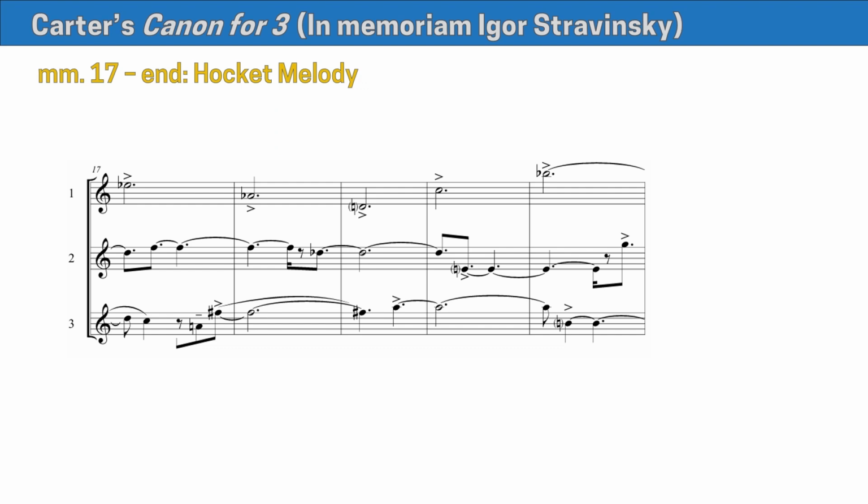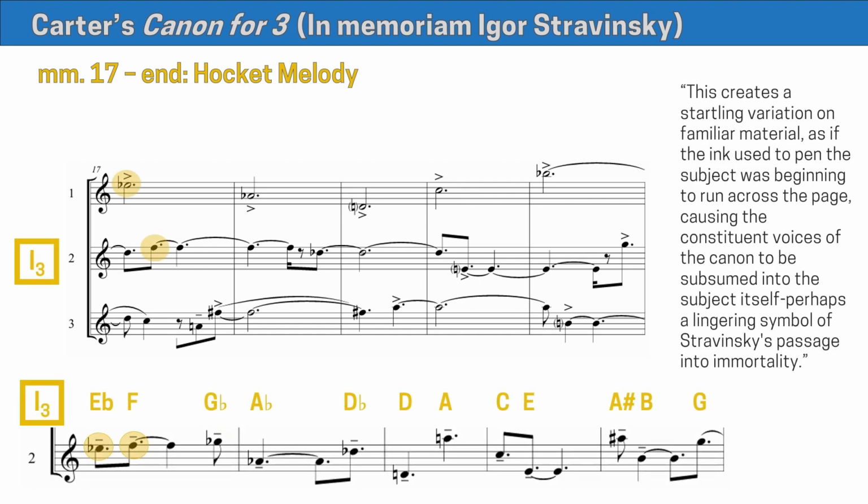Following the establishment of the canon, the final 10 bars of Carter's piece feature a staggered hocketed melody consisting exclusively of long-held tones. As if by magic, the three canonic voices combine to jointly perform a statement of the I3 row. Jeremy Grimshaw describes this hocket as, quote, "a startling variation on familiar material, as if the ink used to pen the subject was beginning to run across the page, causing the constituent voices of the canon to be subsumed into the subject itself," perhaps a lingering symbol of Stravinsky's passage into immortality.